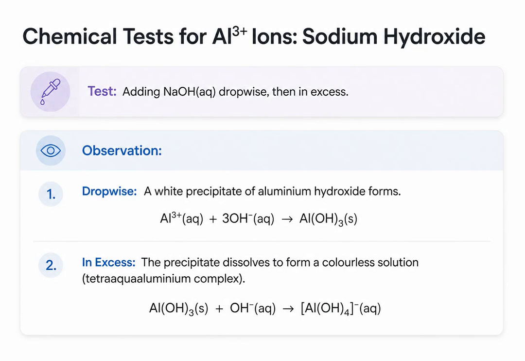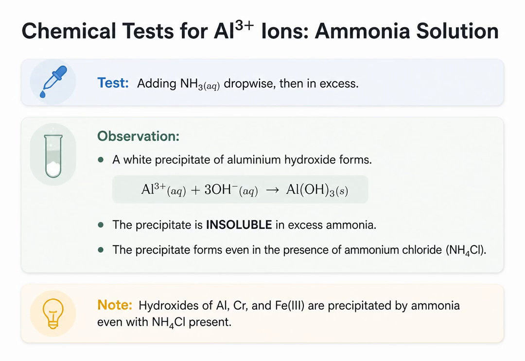In analytical chemistry, we use specific tests to identify the presence of aluminum ions in a solution. The most common test involves adding sodium hydroxide. When you add sodium hydroxide dropwise to a solution containing aluminum ions, you will first observe the formation of a white precipitate. This is insoluble aluminum hydroxide. However, the defining characteristic of aluminum is its amphoteric nature. If you continue to add sodium hydroxide until it is in excess, that white precipitate will dissolve, leaving a clear, colorless solution. This happens because the aluminum hydroxide reacts with the excess hydroxide ions to form a soluble complex ion, tetrahydroxoaluminate.